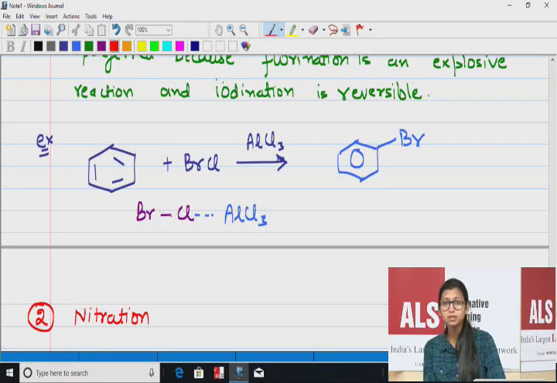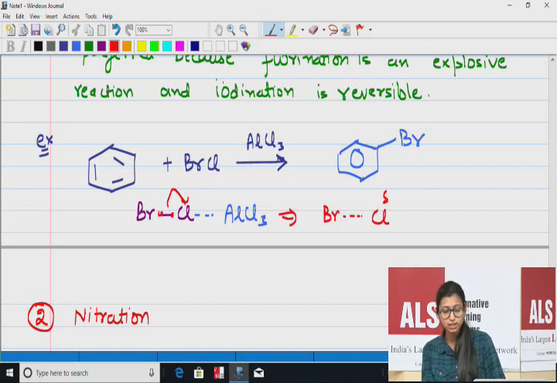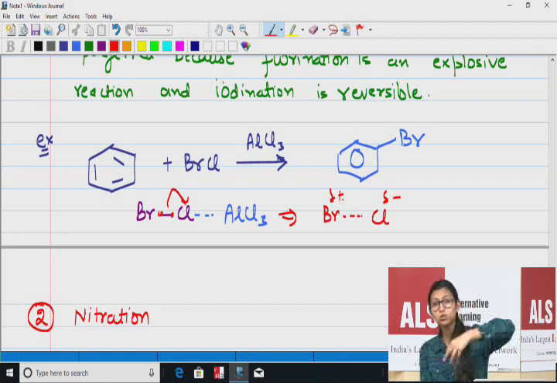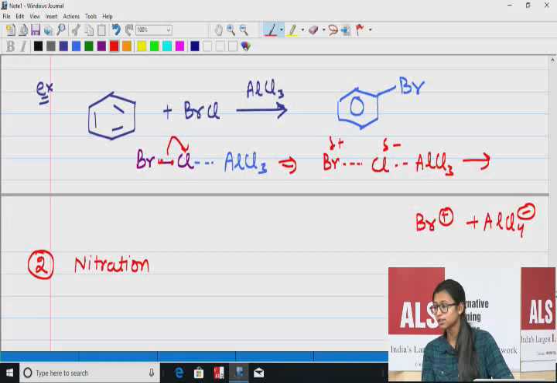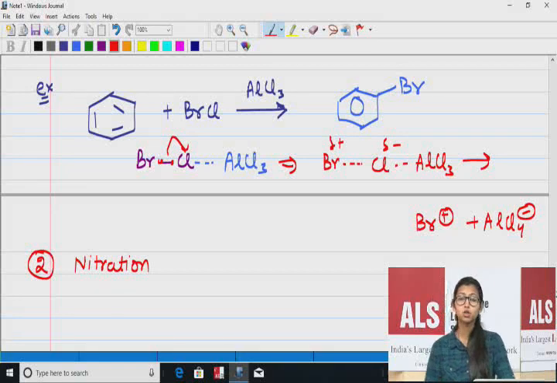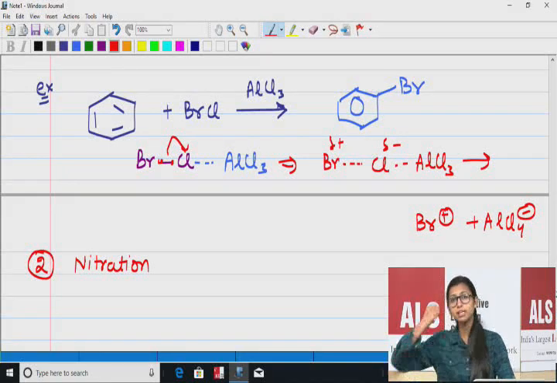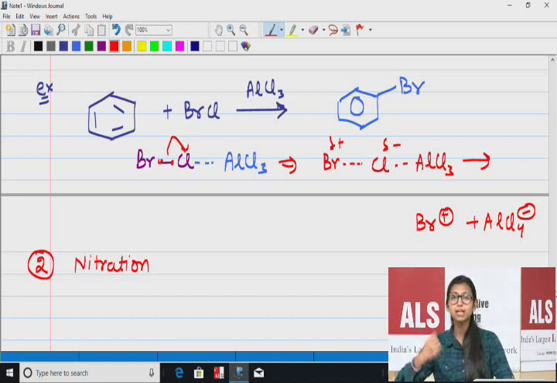Why is AlCl3 only attaching with the chlorine? Because chlorine is more electronegative. It will pull the electron density towards itself, so it will look like this, having delta minus, delta plus. Down the group electronegativity decreases, that is why this is happening. So once you get it, you will get a Br plus and you will get an AlCl4 minus. Once you get the electrophile, the rest of the things are known. Chlorine will pull the electron towards itself and keep the negative charge over itself.